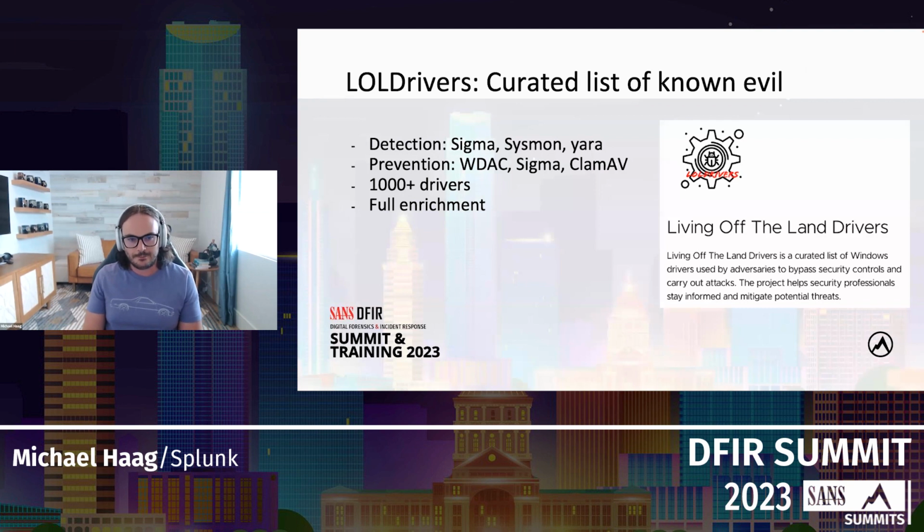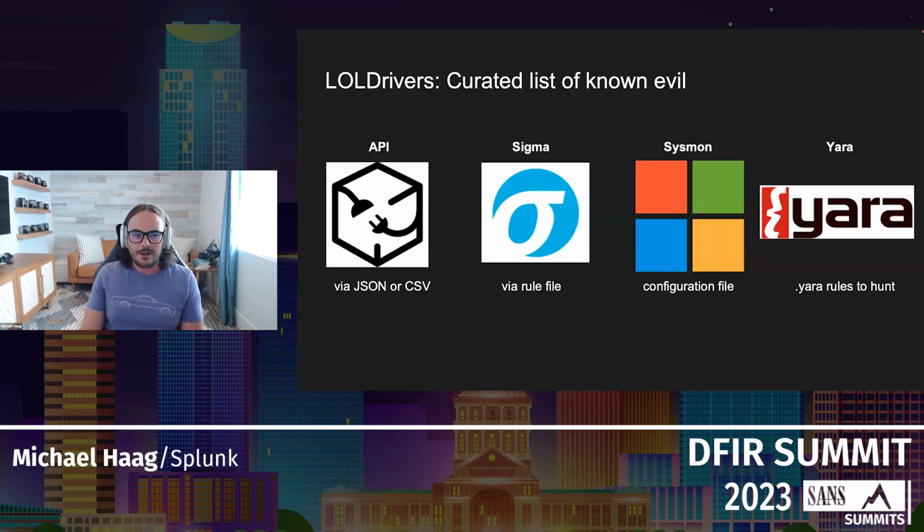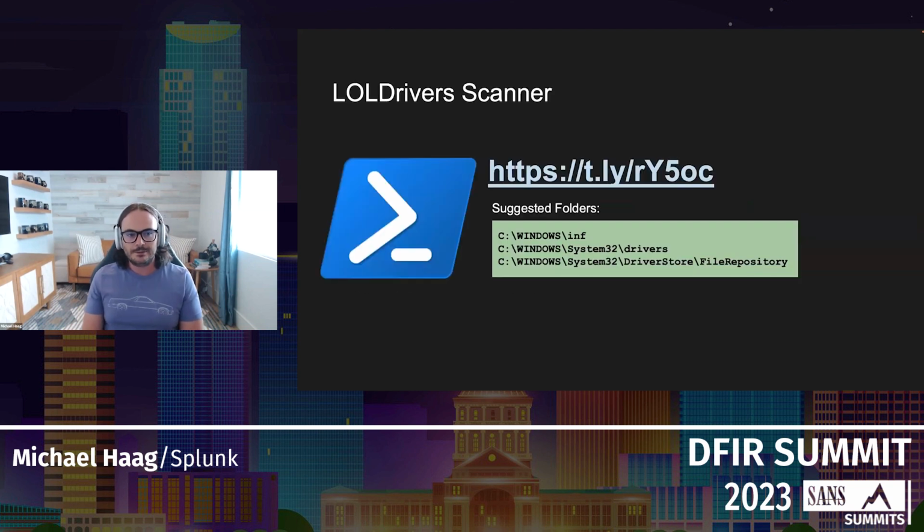And I'll show you what that looks like, because it's a lot. In the midst of it all, we wanted to make it to where anybody could grab it in whatever method. So there is an API. You can grab a CSV or JSON. You can ingest it however you want. And again, there's Sigma, there's Sysmon, and then there's Yara rules. We generate Yara every release. The Sigma and Sysmon files are generated every time a new PR comes through. So it's always fresh.